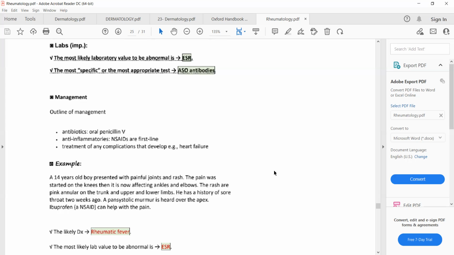It's rheumatic fever. He has a history of sore throat 2 weeks ago, and a pansystolic murmur is heard over the apex. So the apex, which is usually the mitral area, has a pansystolic murmur. So one more major criterion is also present. So three major criteria are present.